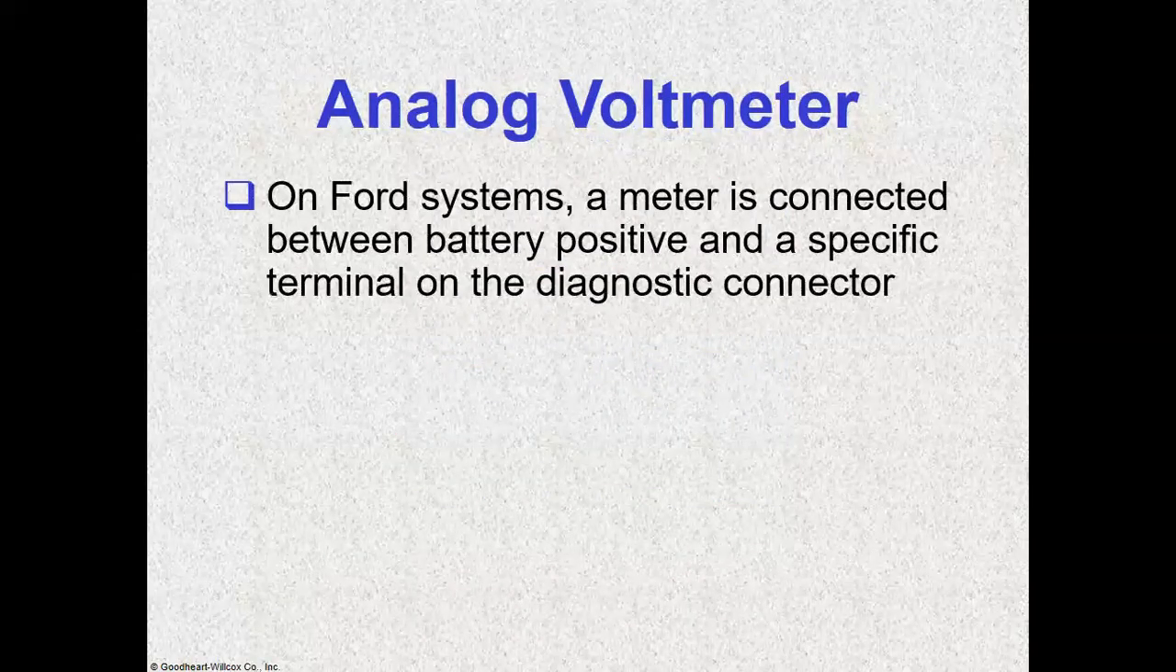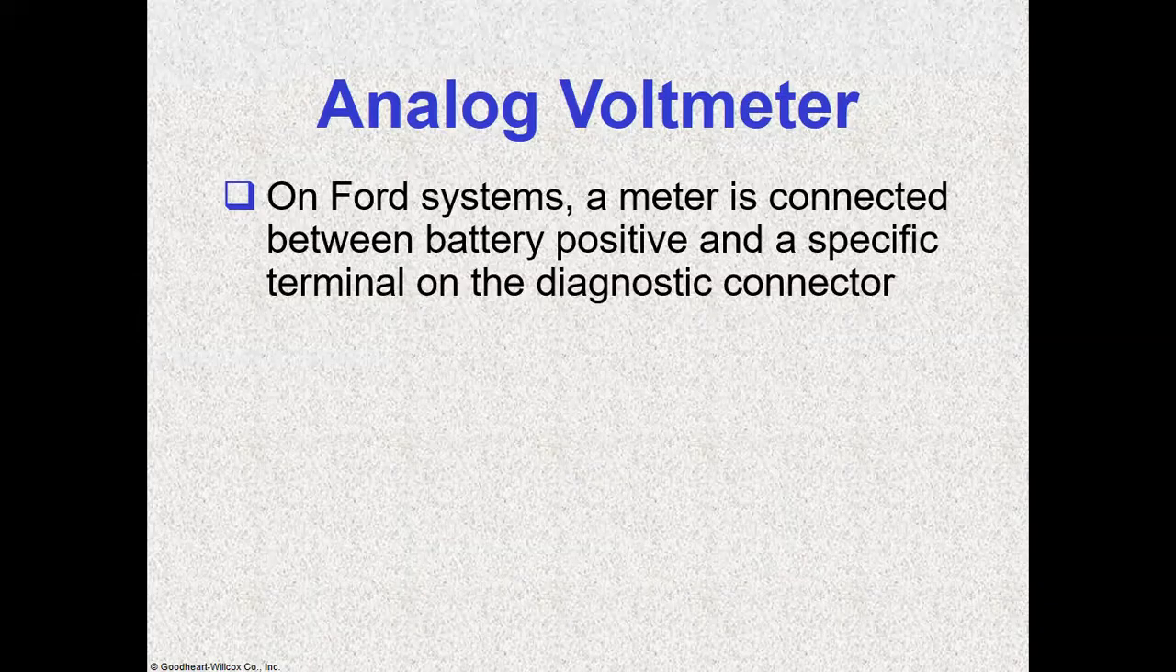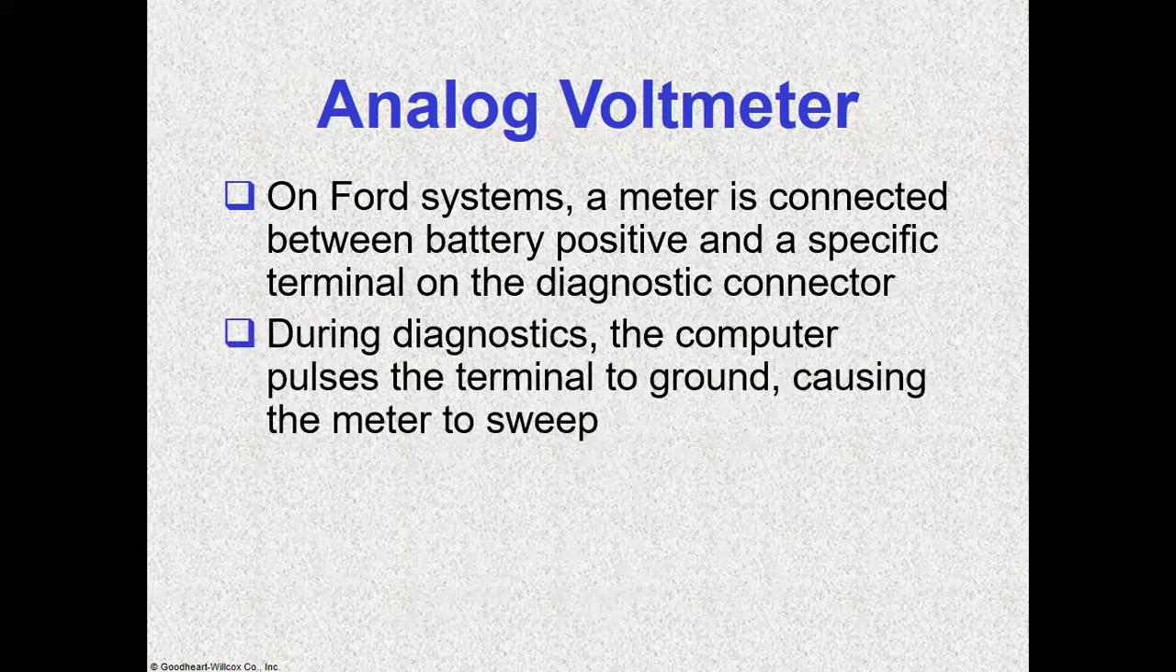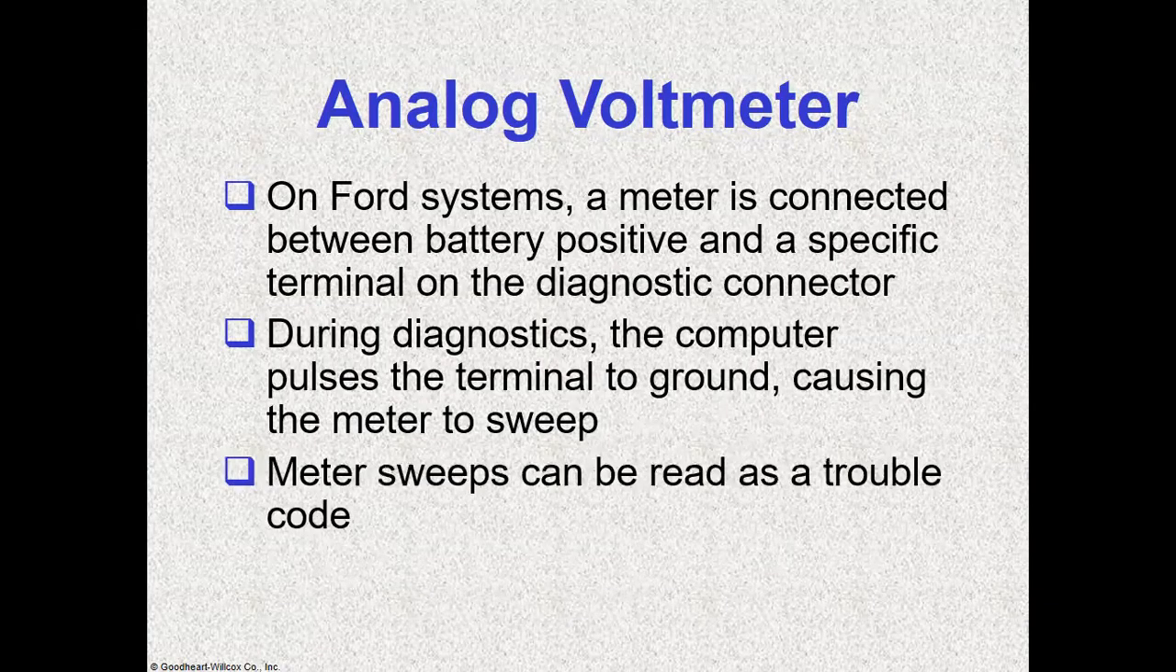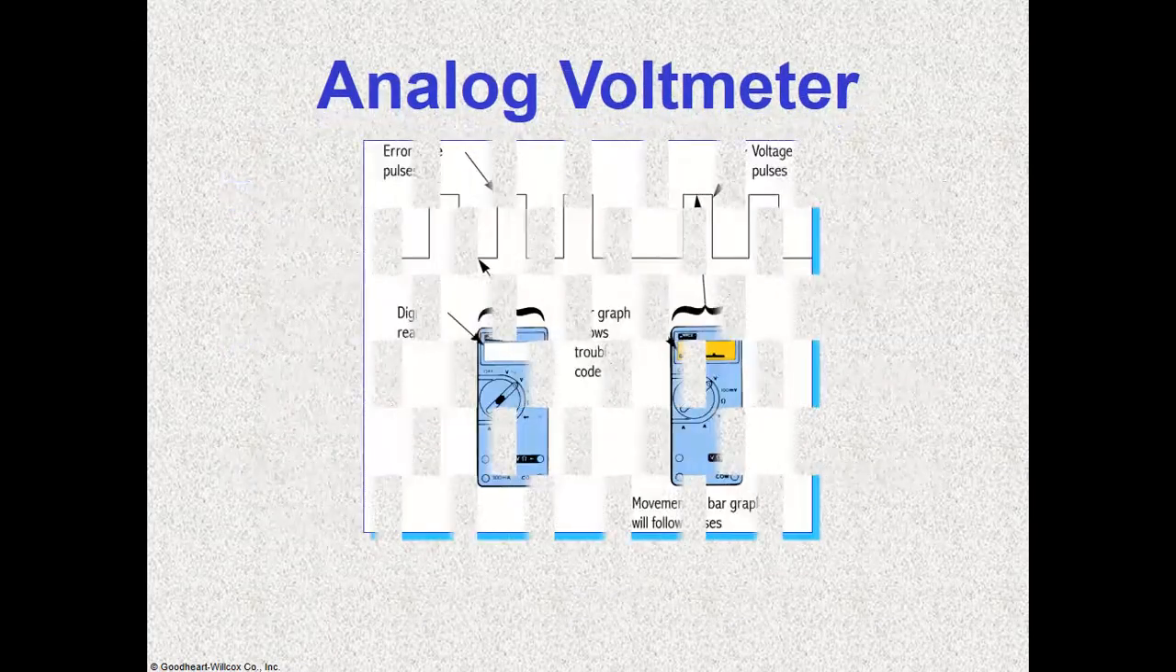analog voltmeter, and Ford system. A meter is connected between battery positive and a specific terminal in the diagnostic connector. During diagnostic, the computer pulses the terminals to ground, causing the meter to sweep. Meter sweep can be read as a trouble code.